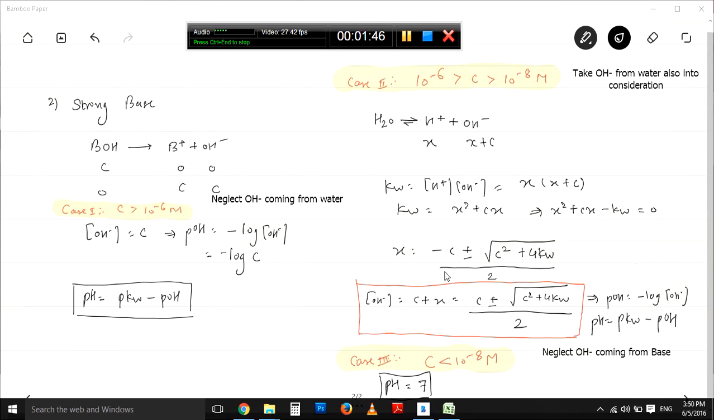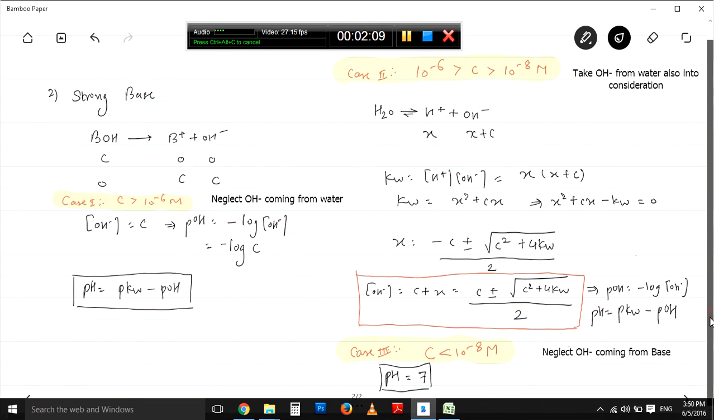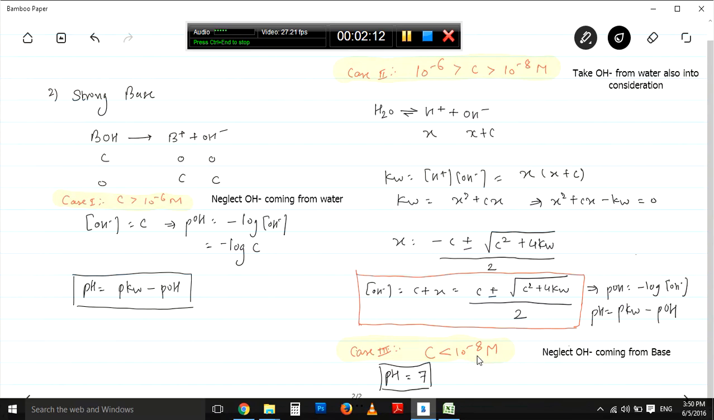Now the concentration of OH minus will be C plus X. That will give you the concentration of OH minus equal to C plus or minus root of C square plus 4 Kw upon 2. Using this you can calculate your pOH value, which is nothing but negative log of this value. Once you get that, your pH is going to be pKw minus pOH. The third case is when the concentration is very low, less than 10 raised to power minus 8. In that case again we say that OH minus coming from the base can be neglected, and pH will be approximately equal to 7, or the solution will basically be neutral.